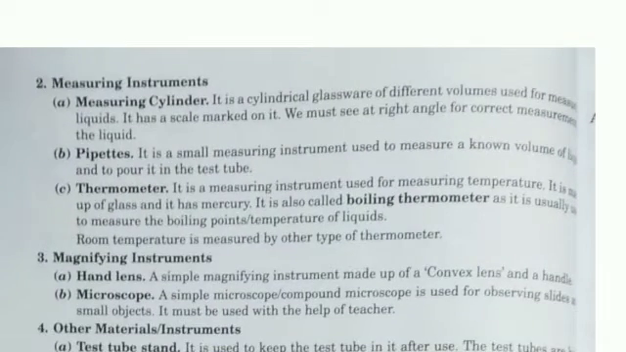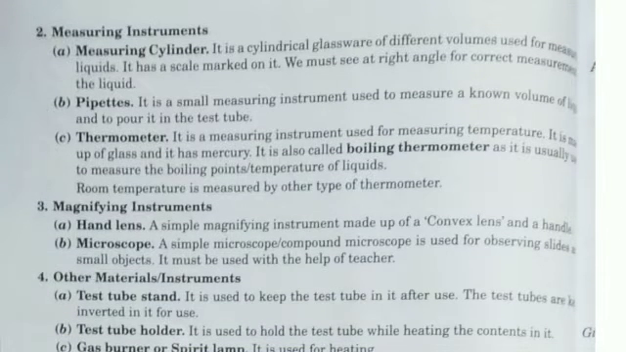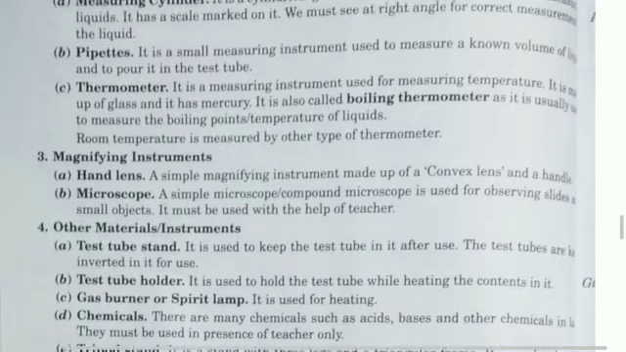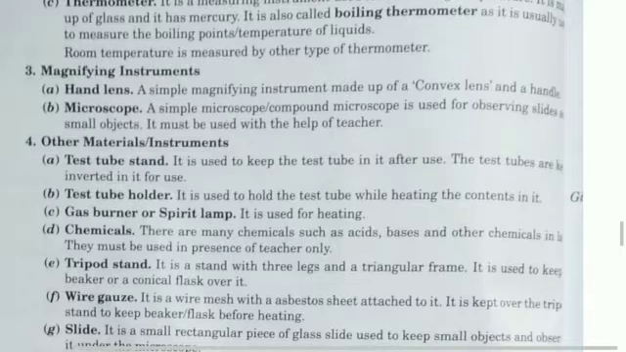Second is the pipette, a small measuring instrument, also for the measurement of volume in smaller quantities. Next is the thermometer, a measuring instrument used for measuring temperature. This is also called a boiling thermometer or laboratory thermometer. Next is the magnifying instrument, the hand lens.